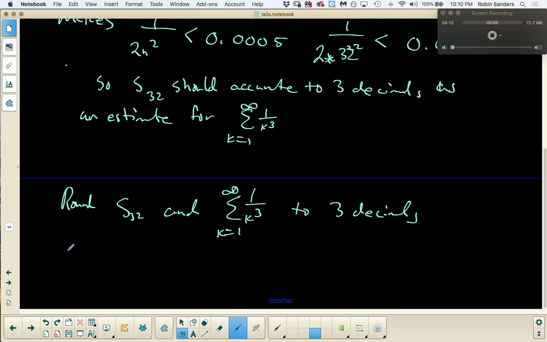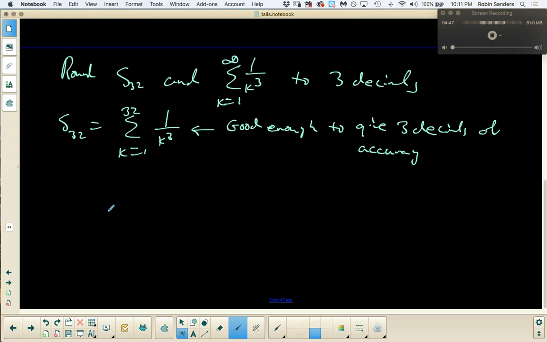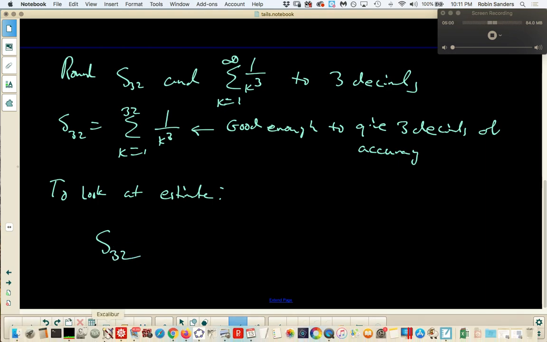So what I want to do now is, S32 is the sum, as k goes from 1 to 32, of 1 over k cubed. This should be a good enough estimate. That should give me 3 decimal places worth of accuracy. Now, if I actually want to look at that particular value, if I want to look at my estimate, that again is a job for a calculator or Mathematica. So we're going to go back to Mathematica and see what that estimate is.